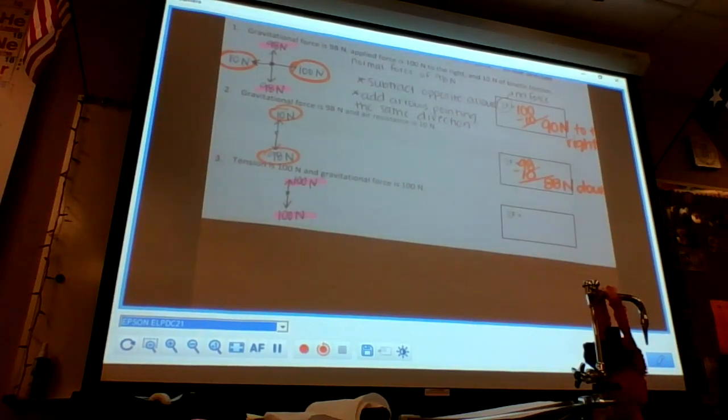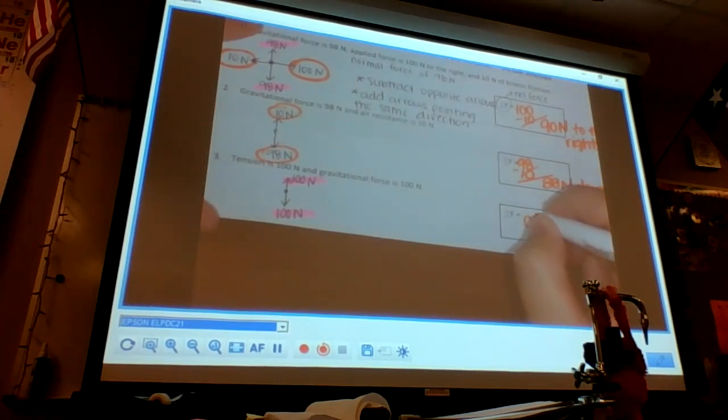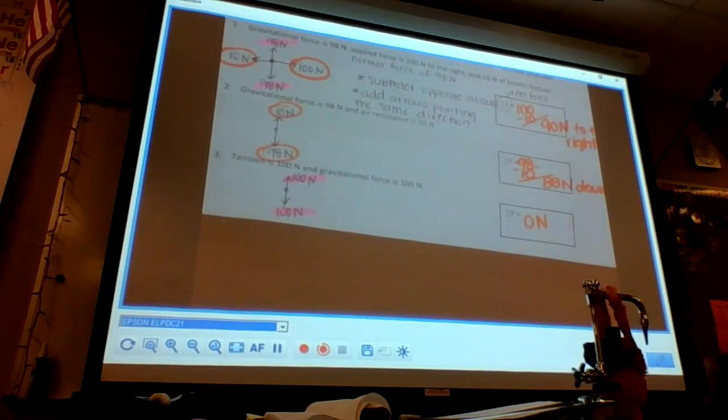100 minus 100. So what would our net force be? 0. And with 0 net force, there's no movement or anything like that. There's not going to be a direction. Okay, 100 minus 100 cancels. So my net force is going to be 0 newtons. Okay, are we good on free body diagrams? Alright.